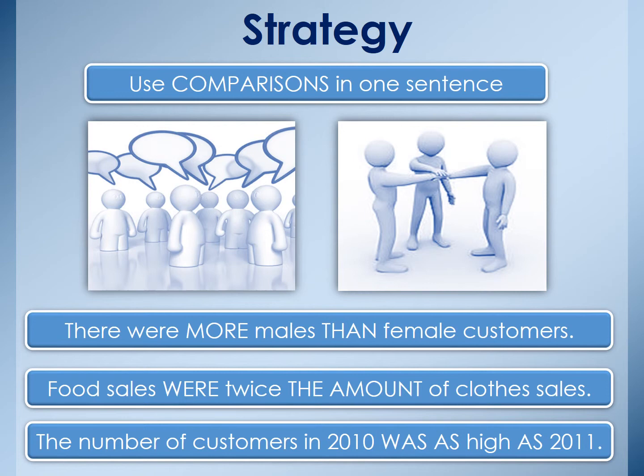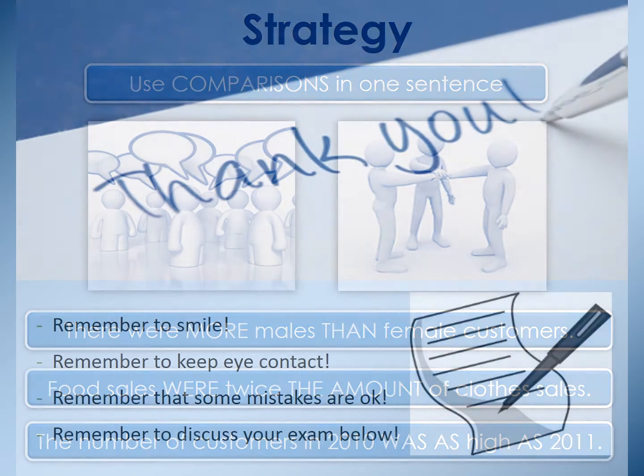So some examples here: instead of separating the sentences, putting there were more males, full stop, or there were fewer female customers, full stop. Instead of creating two sentences, you get higher band scores by comparing them, using them in the same sentence with a more than structure, or a were something the amount of structure, or was as something as. So memorize these structures and use them for higher band scores.